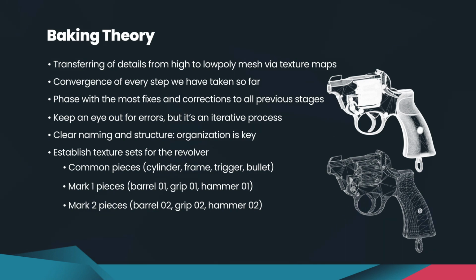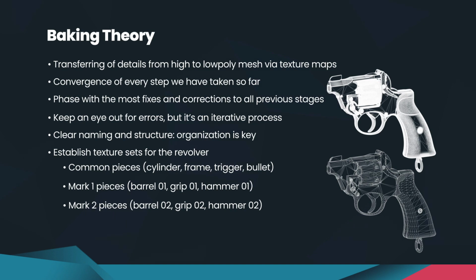Traditionally, each weapon or prop will have their own texture set. That would be at least one, but usually more, due to interchangeable modular parts or attachments. We will follow this modular workflow for our revolver, splitting it in 3 texture sets. First, the common pieces: cylinder, frame, trigger, etc. The bullet could go separately in its own texture set to accommodate possible changes in ammo types. But here, for the sake of simplicity, we will bake them alongside the other common pieces.